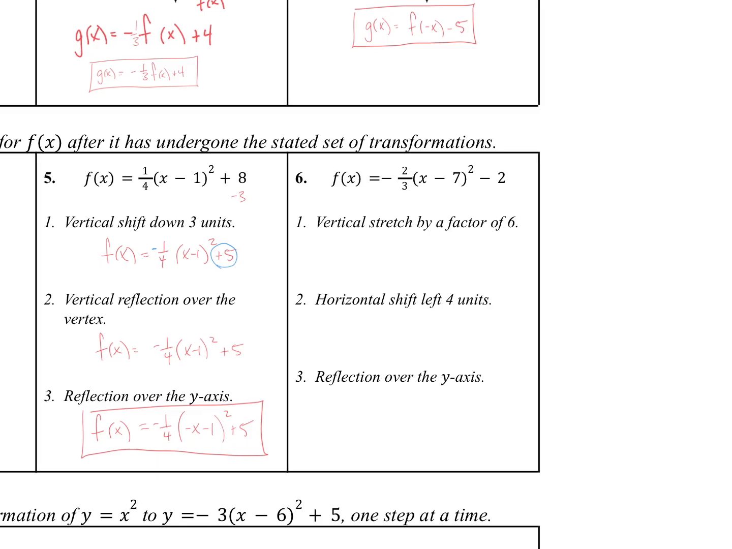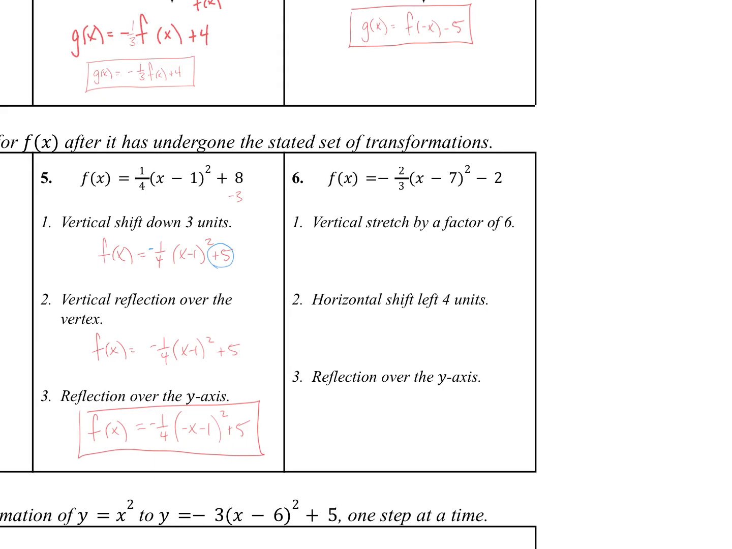All right, and 6. A vertical stretch by a factor of 6. So that means I need to multiply this whole thing by 6. If you multiply 2/3 by 6, you're going to get -4 here. So f of x equals -4 times x minus 7 squared minus 2. Then a horizontal shift to the left, so I'm going to need to add 4. -4 x minus 3 squared. And then a reflection over the y-axis. -4 x minus 3 squared minus 2.